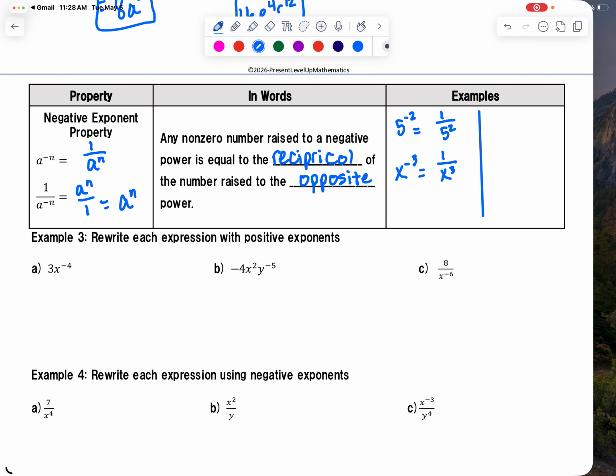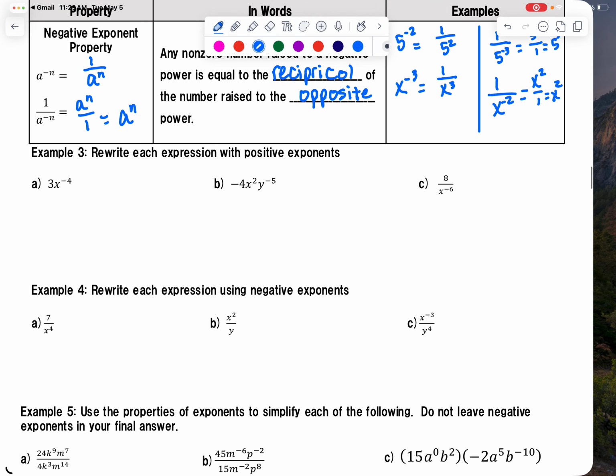Now, we can go the opposite way. Let's say we had 1 over 5 to the negative 3. The reciprocal of that would be 5 to the positive 3 over 1, which is just 5 to the 3. Let's say I had 1 over x to the negative 2 power. That would simply be x to the positive 2 over 1, which is x squared. So you're simply taking the reciprocal of the number raised to the opposite power. Now, let's put that into practice.